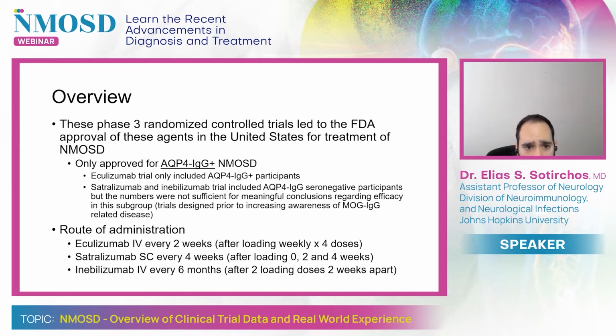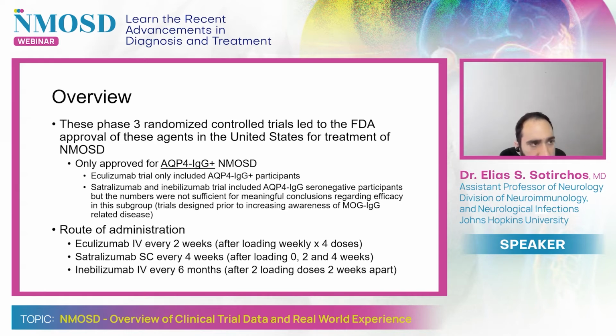Now, these trials led to the FDA approval of all 3 agents in the United States for treatment of NMOSD. Importantly, the number of aquaporin 4 IgG seronegative participants in these trials was quite limited, and they were only included in the trials of inebilizumab and satralizumab. The trial of eculizumab did not actually include any aquaporin 4 IgG seronegative participants. There is a lack of sufficient evidence to support the use of these medications in seronegative patients. And so currently the FDA labeling in the United States includes only aquaporin 4 IgG seropositive patients.